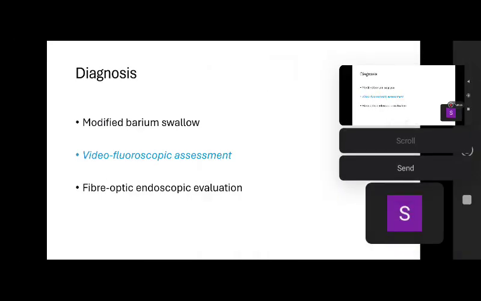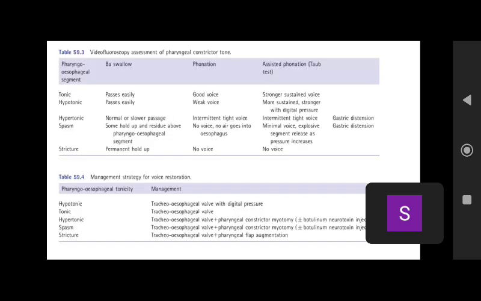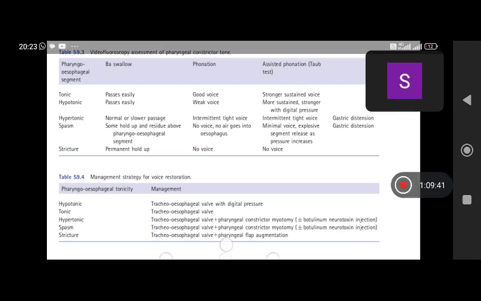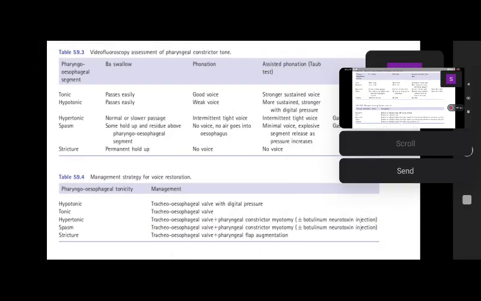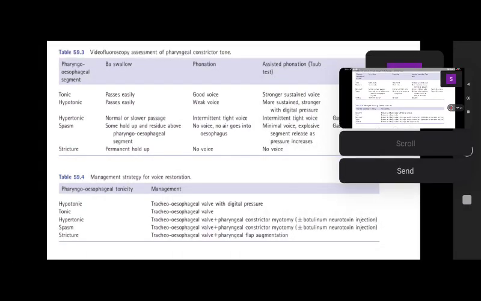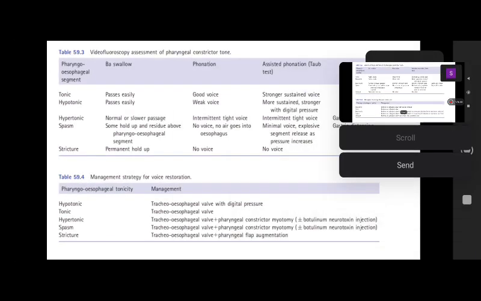So this is by modified barium swallow. We have to do a video fluoroscopic assessment, and the other is fiber optic assessment. So what are the different findings you get? Either the PE segment is tonic. So when you do a barium swallow with phonation, the food passes easily, and the voice is good. If it is hypertonic, there will be slower passage, and the voice will be intermittently tight. If there is a stricture, there will be permanent hold up. There will not be voice.